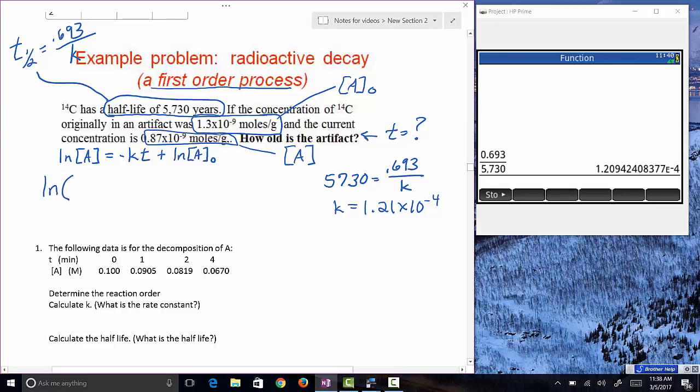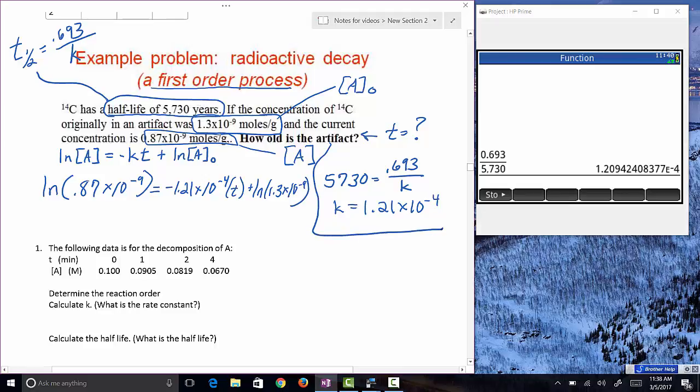So I have natural log of 0.87 times 10 to the minus 9, and that's going to equal negative 1.21 times 10 to the minus 4 times t plus natural log of 1.3 times 10 to the minus 9. Draw a line here, separate that calc off. All right, so let's look at these.